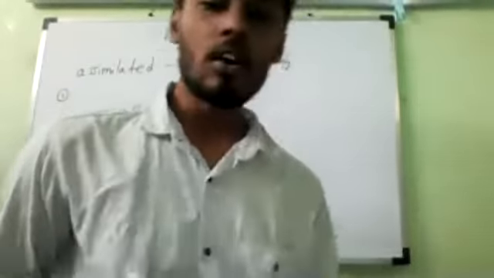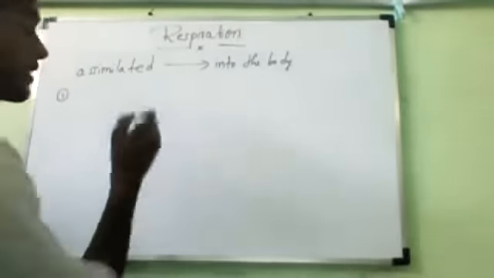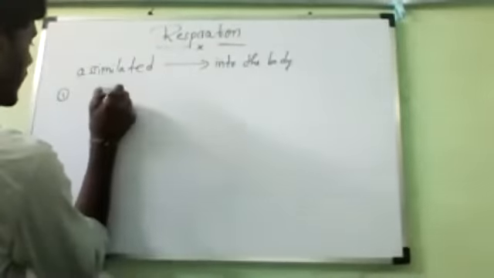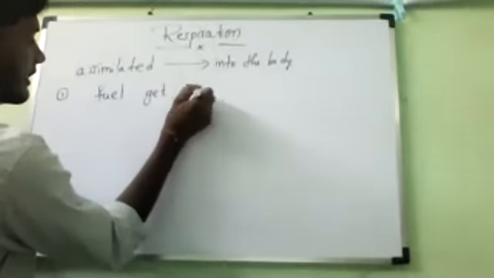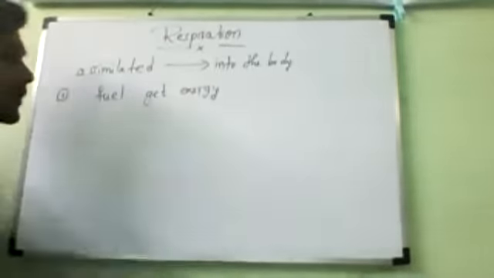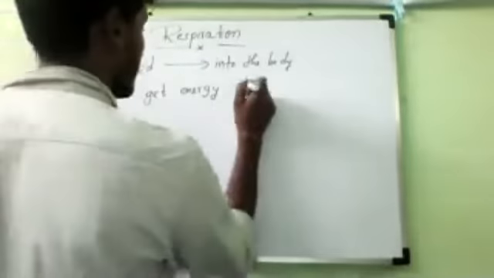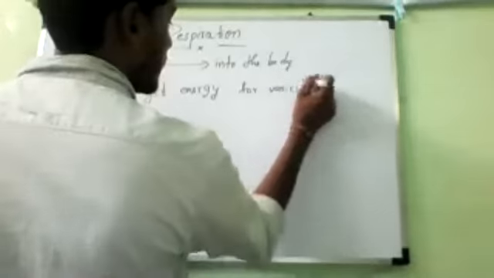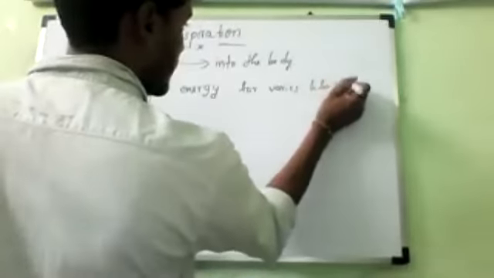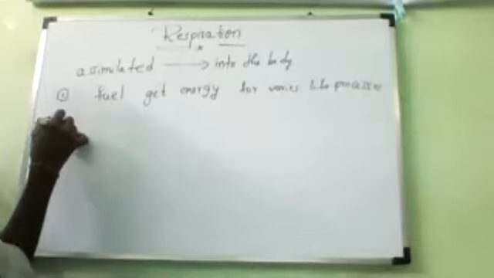If you take here, the food is used as a fuel to get energy for our biological processes, for various life processes. So this is the first purpose of assimilation of food. What is the second one?